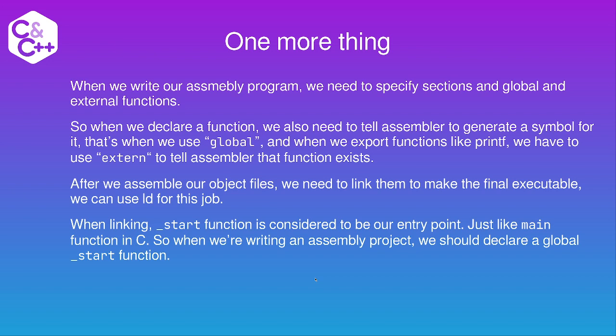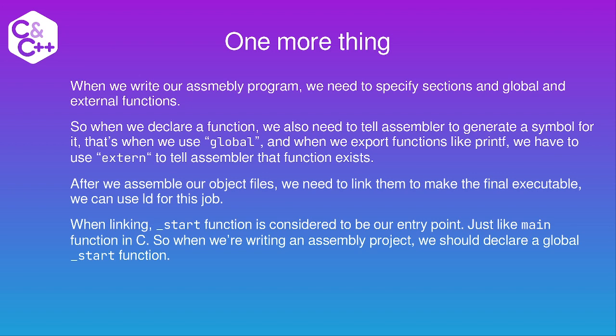And one more thing: when we write our assembly program, we need to specify sections and global and external functions. Sections are specified with the section keyword, and then you put the section name next to it. You can put any section name, but the linker should know about it. And then there are two keywords here, global and extern.